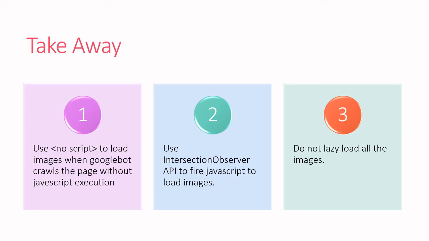From this video, I would like you to take away these 3 points. Be sure to add a noscript tag for your JavaScript, because Googlebot may crawl the page without JavaScript execution, so it helps to index your images. Use the Intersection Observer API to fire the JavaScript to load the images. And the last thing, do not lazy load all the images. Only lazy load the off-screen images.